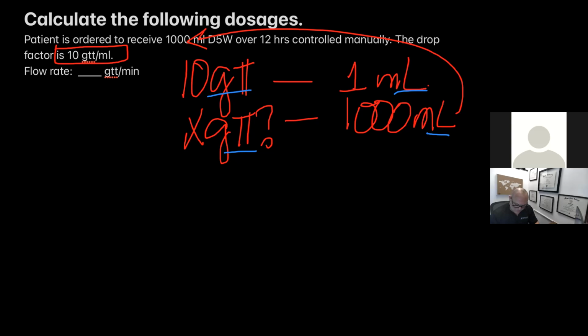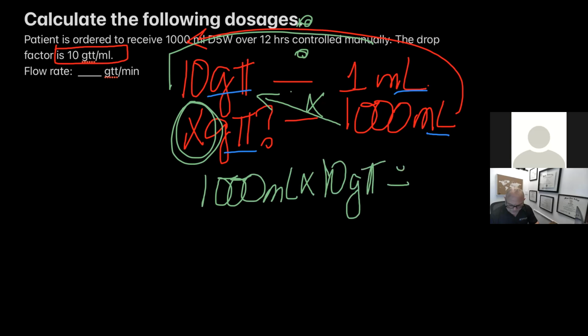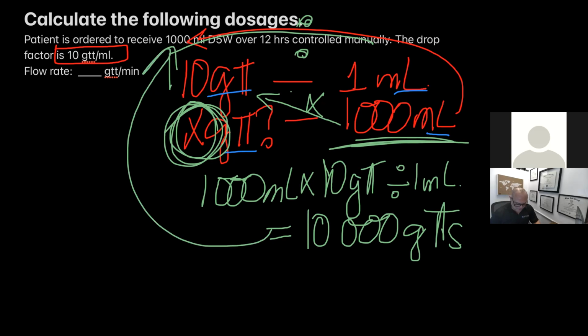Now, with that being said, this is solved in this manner. You multiply diagonally over the empty leg, and this is empty because we don't know the value. We multiply, and then we divide. In other words, 1,000 mLs multiplied by 10 drops divided by 1 ml. When you do your math, that is going to be equal to 10,000 drops. In other words, this here is 10,000 drops, because this is what we were looking for, and this here is 1,000 ml, then we can say that 10,000 drops is the same thing as saying 1,000 ml. See it?